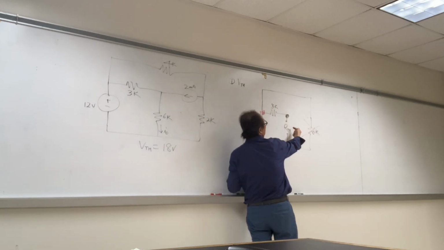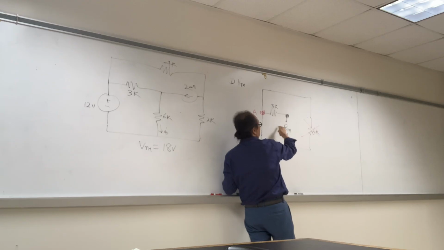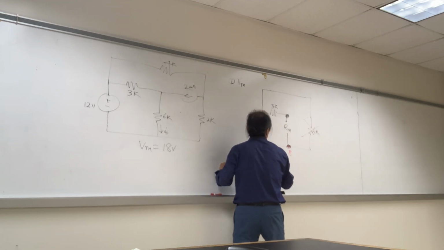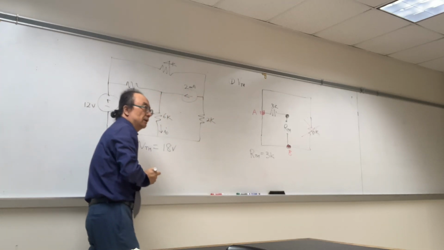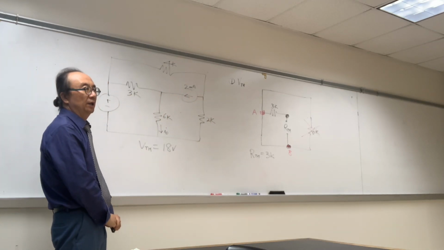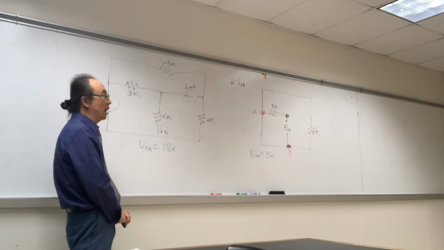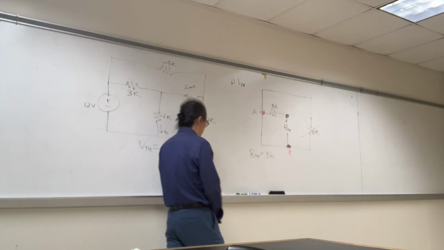Now, looking from RTH, this is just 3. So this is how we find RTH: it is 3K. It's a little bit tricky to find the RTH, because just like what we learned from superposition, we need to turn off the independent voltage and current sources.